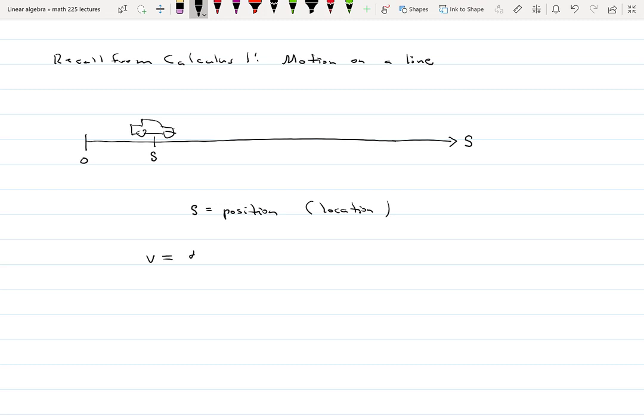V is the time derivative of position, ds/dt, and that equals velocity. Not to be confused with speed. Velocity gives you speed, but it also gives you direction. So velocity is a vector quantity that you probably didn't even call a vector when you studied this in Calc 1, because you didn't have vectors at that point. Speed is the absolute value of velocity, and you lose the direction.